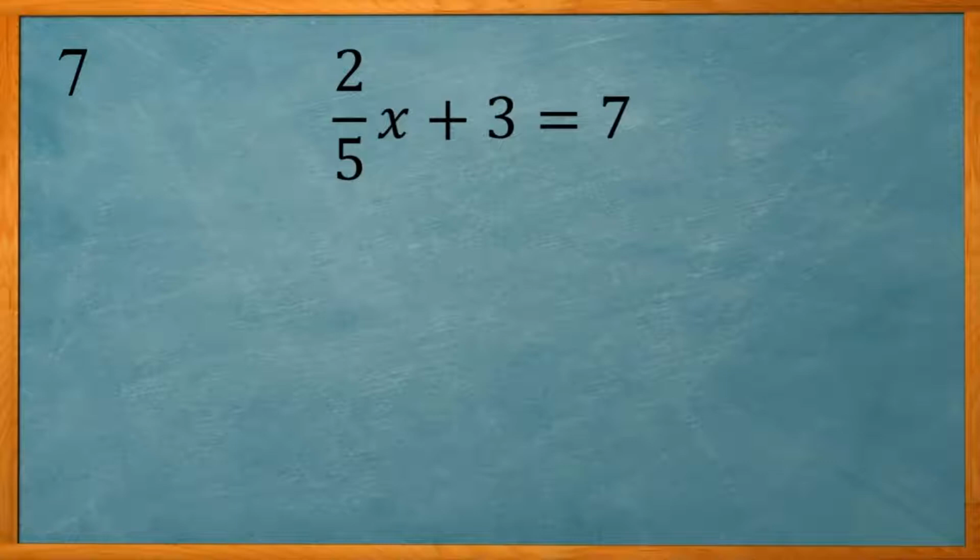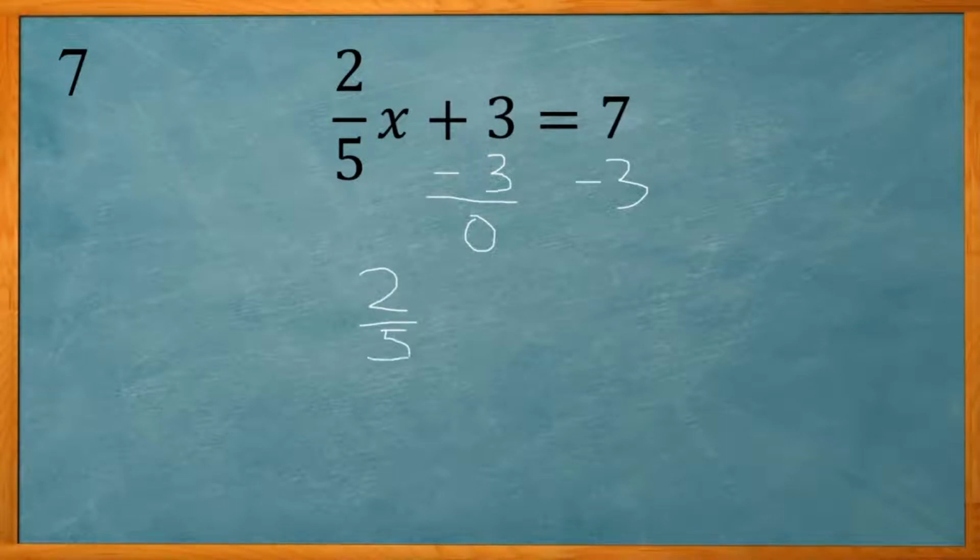All right, so this one involves two steps again. I've got a fraction multiplied by the variable, and I'm adding 3. So again, I start with whatever's being added or subtracted and do the opposite. So I subtract 3, so that adds up to 0. Subtract 3 here, which leaves me with the 2/5 x. 7 minus 3 is 4.